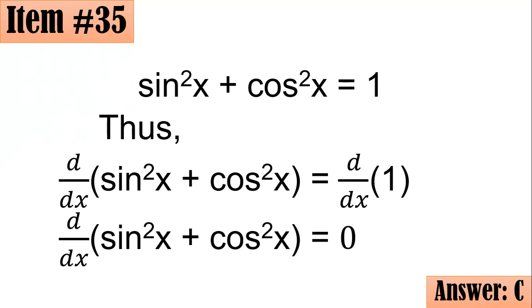If you use the chain rule, no problem. You will arrive at 2 sine x cosine x, plus negative 2 cosine x sine x, so they will become 0 as well. But that's another way. In this case, I just use the shorter way.